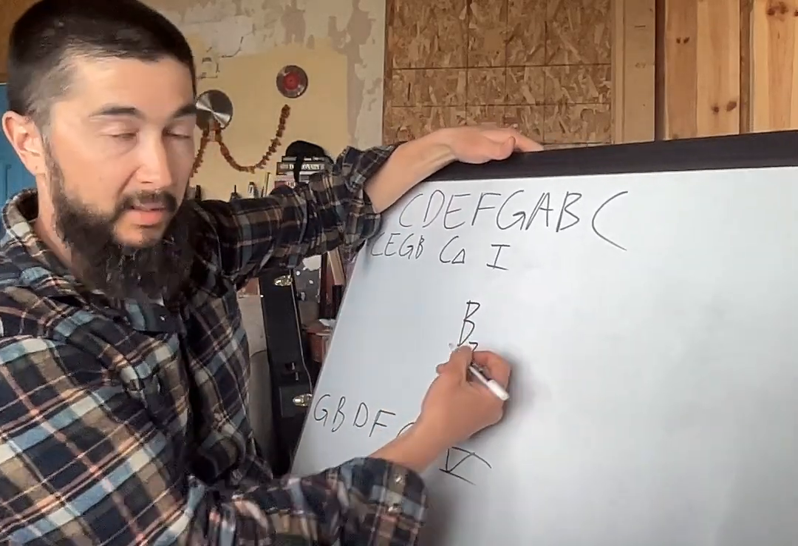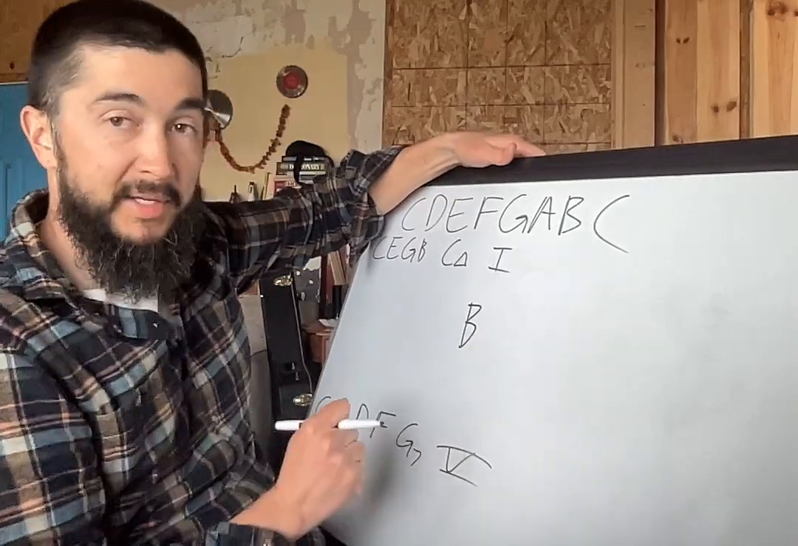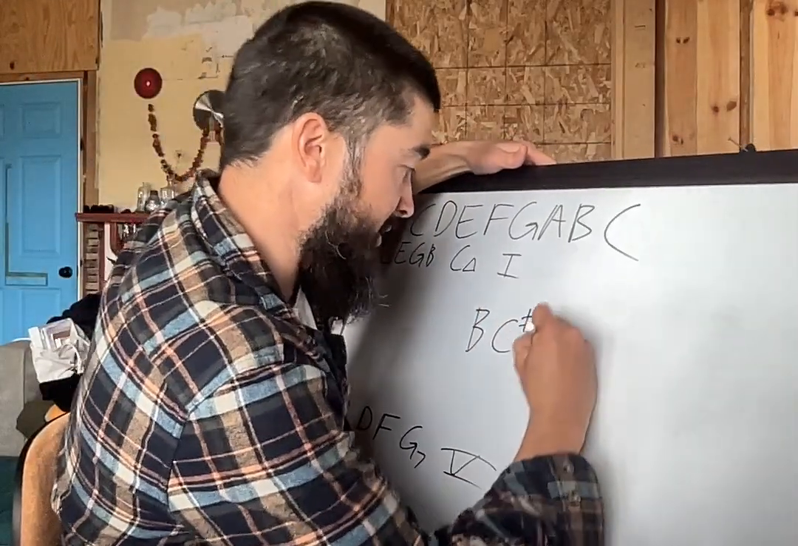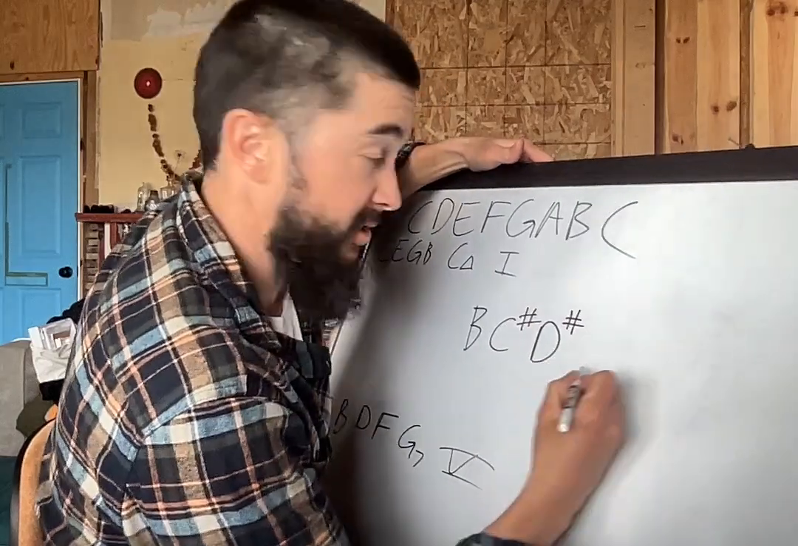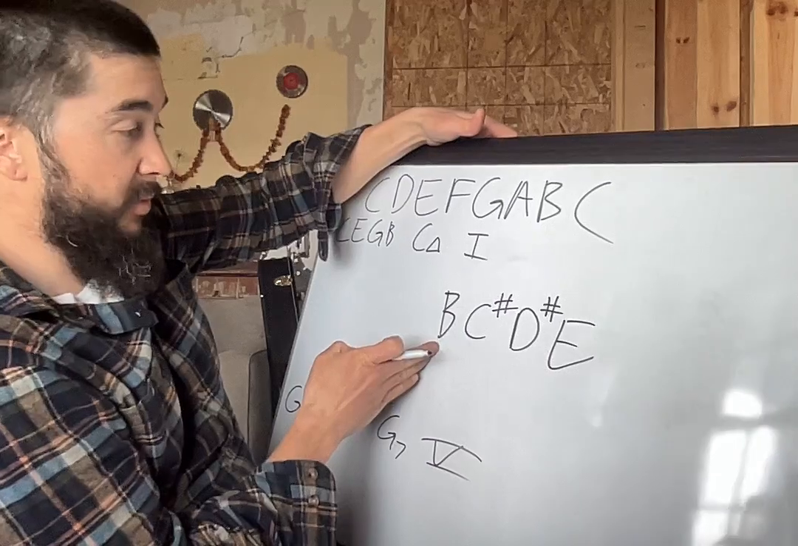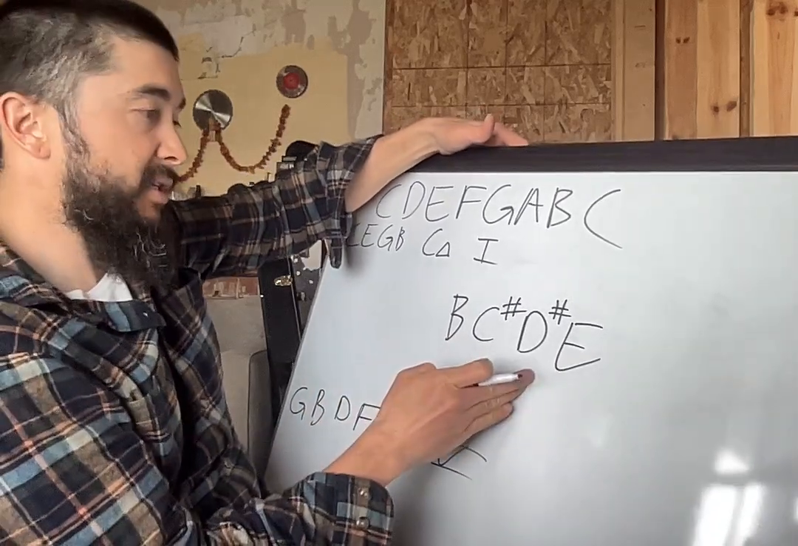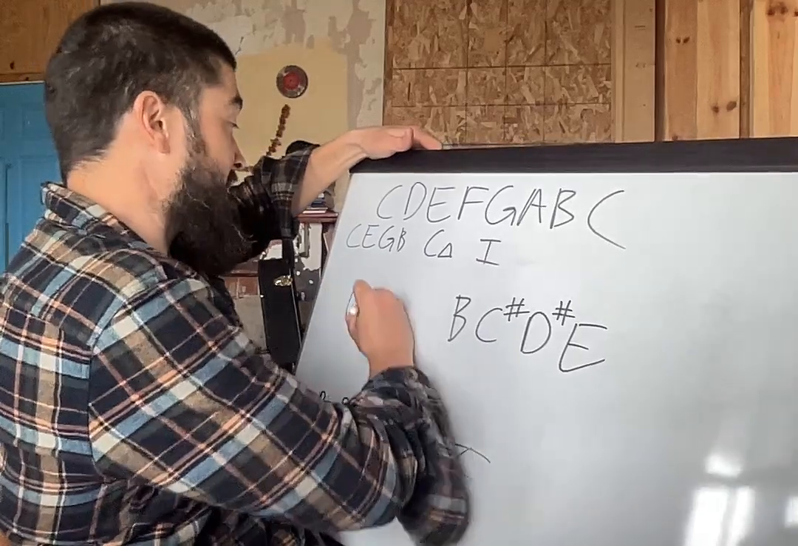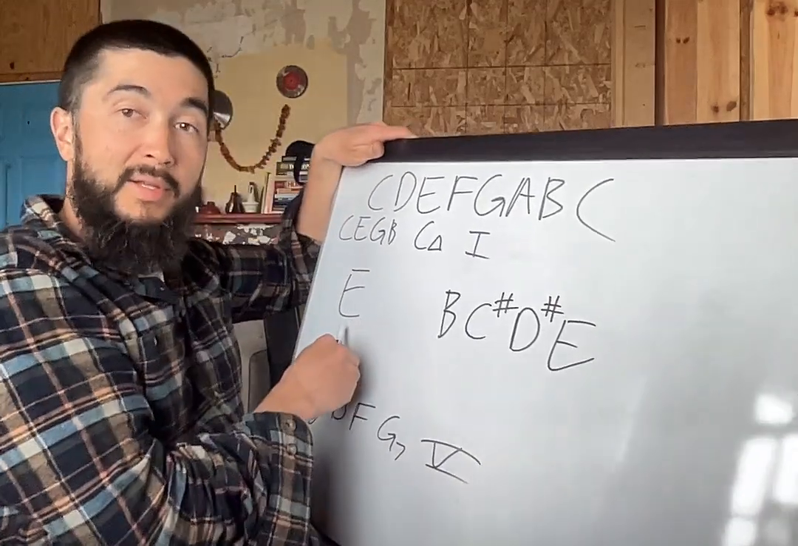We start on the note B. We apply our major scale recipe. Whole step up from B, C sharp. Whole step up from C sharp, D sharp. Half step up from D sharp is E. If B is our 1, C sharp is its 2, D sharp is its 3, E is its 4.